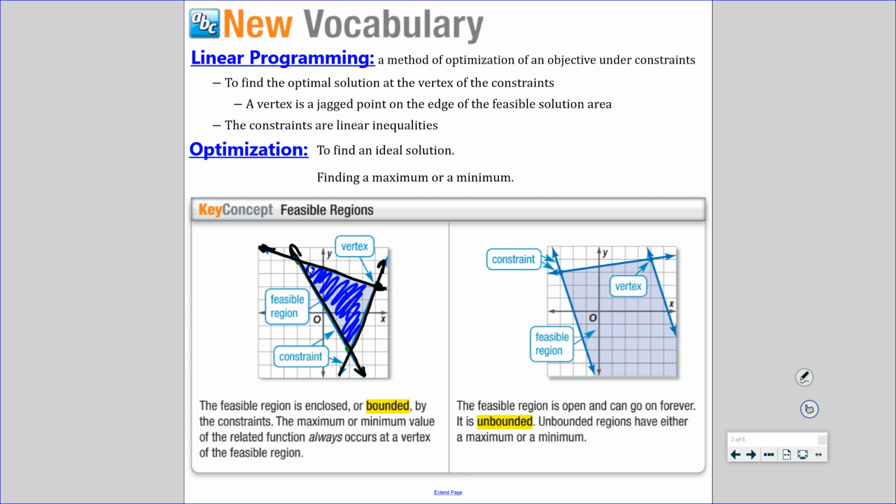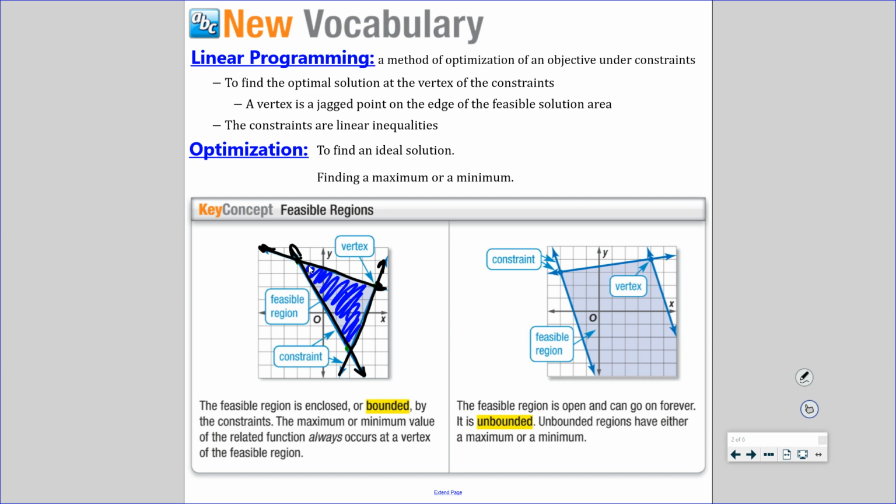And then to optimize, we'll take all of these vertices and determine which one is our highest or our smallest, depending on our objective. Okay, so use that as reference.